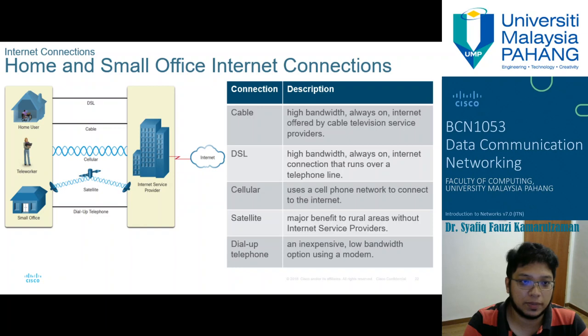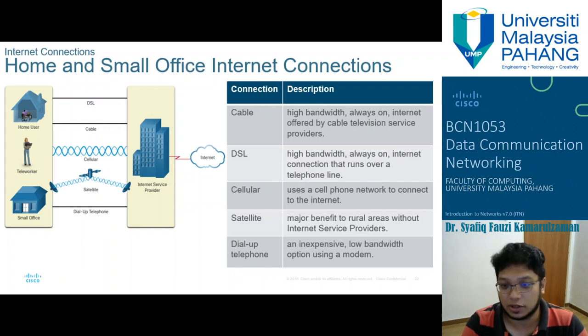So when we talk about home and small office internet connections, usually they might be using cable, DSL, cellular, satellite, or dial-up phone. Most of us might be using a cellular line because, like myself, I'm in quite a remote area in Kuantan. So I have to use a cellular line to get access to the internet.